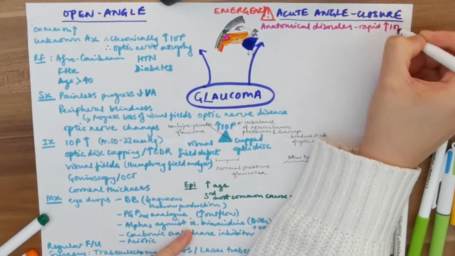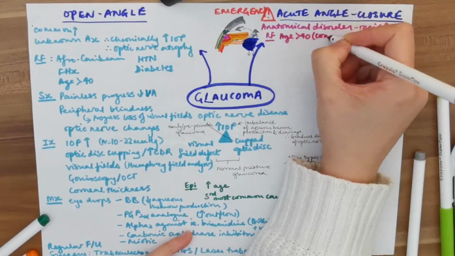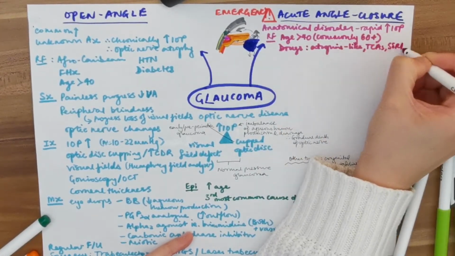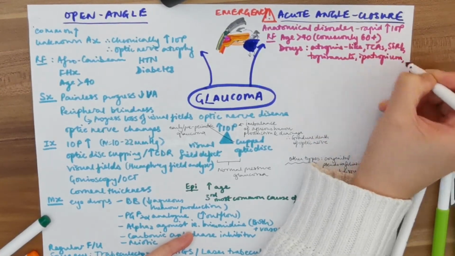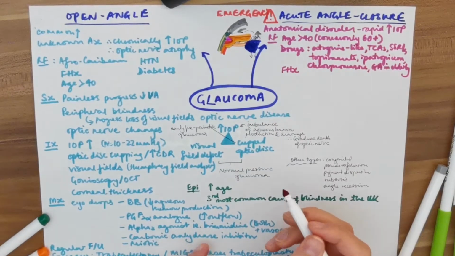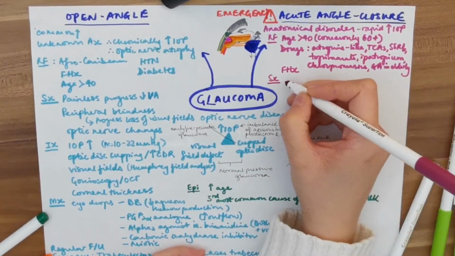Risk factors include being over 40, but most commonly being 60 plus. Family history of glaucoma. Drugs, for example, atropine-like drugs such as ipratropium, tricyclic antidepressants, selective serotonin reuptake inhibitors, topiramate, chlorpromazine, and general anesthetics, particularly in the elderly. Patients can often have no symptoms until there is a sudden pressure spike.